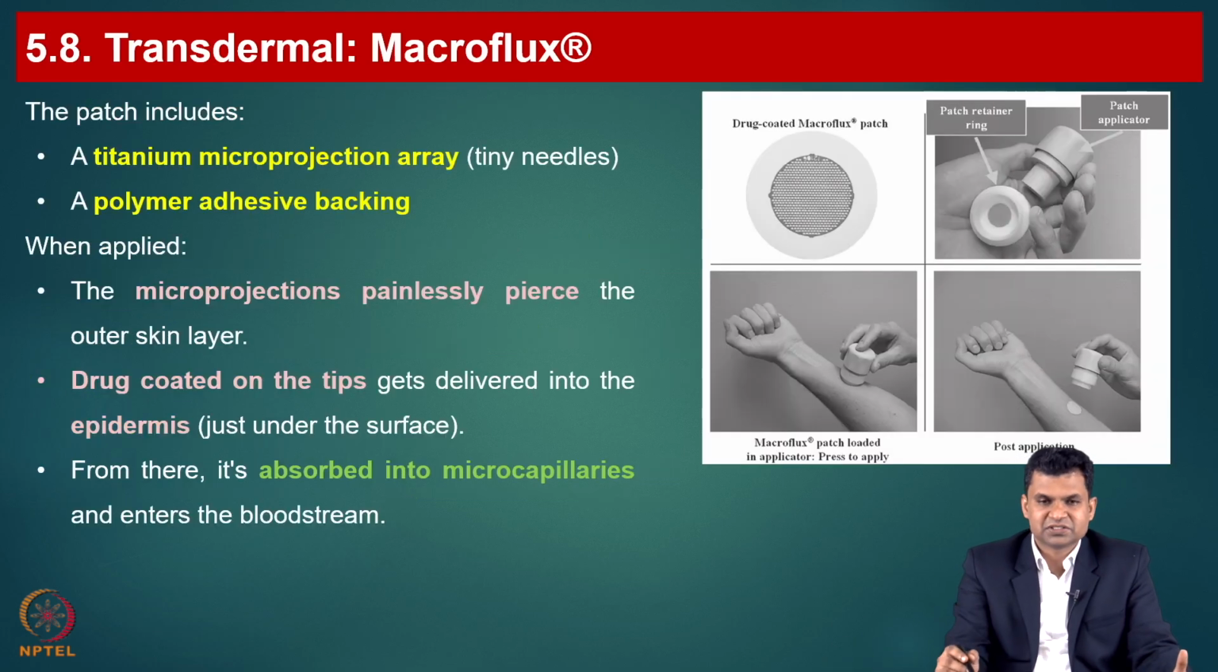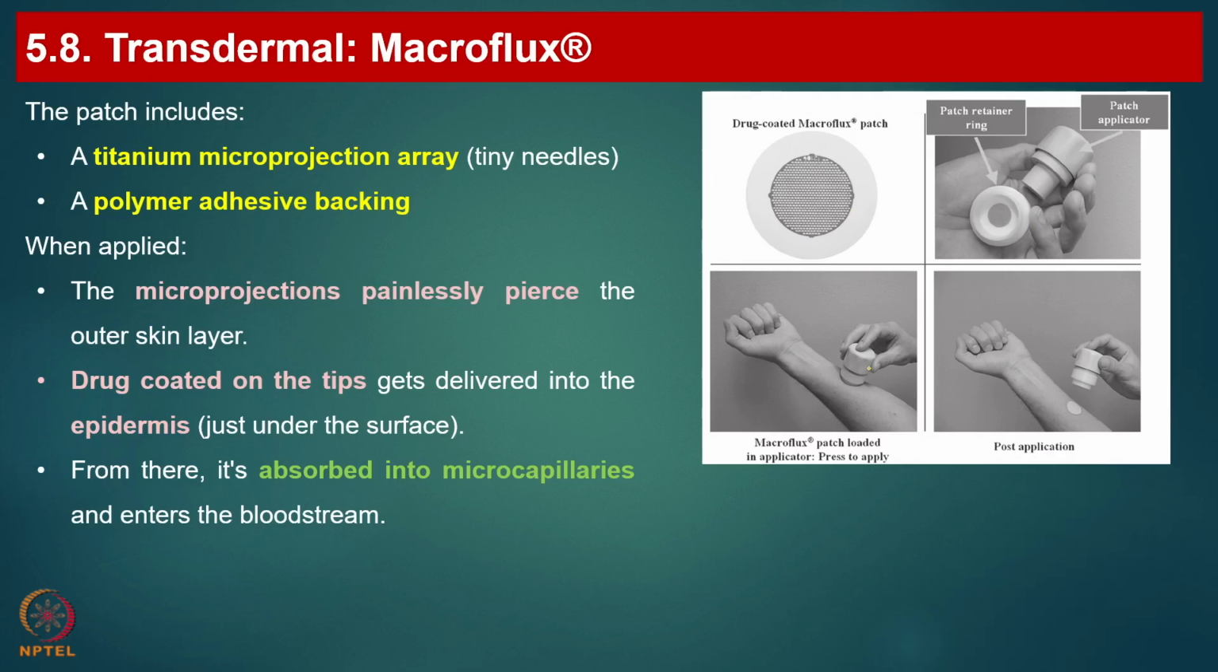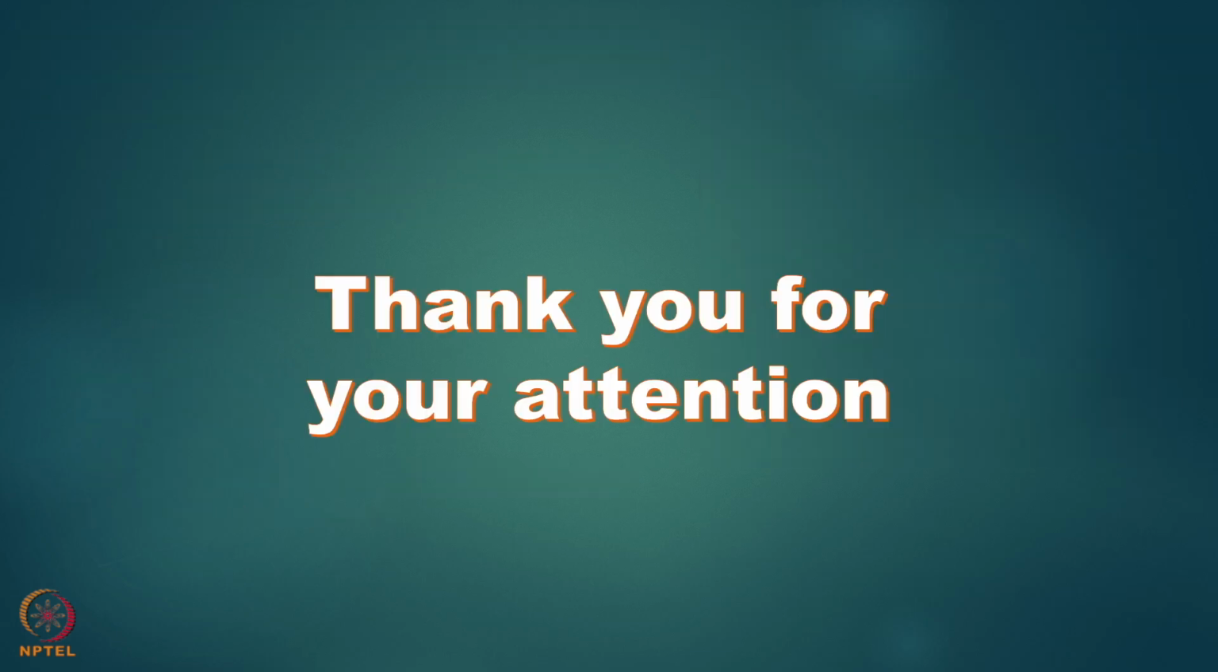Now, you can see in the picture representation, the drug coated microneedle will be like this. We have to place it in this ring, then put on the patch applicator, and then apply it on the patient. After administration, it will look like this. It contains titanium micro projection arrays, tiny needles, nothing but microneedles which contain polymers, and yes, we can avoid all types of problems. We can also coat the drug on the tips and it absorbs into the microcapillaries. We can avoid the stratum corneum barrier in transdermal delivery systems.